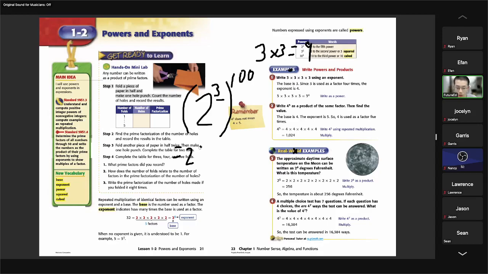It's not 3 plus 100. You get 2 to the power of something. Ryan, you mean how to simplify this? How would I simplify it so that it's just one exponent?